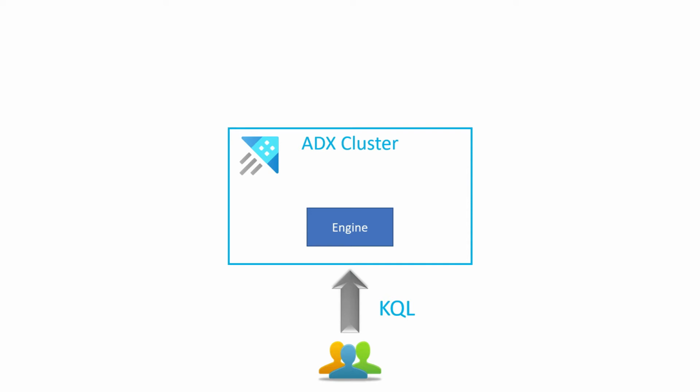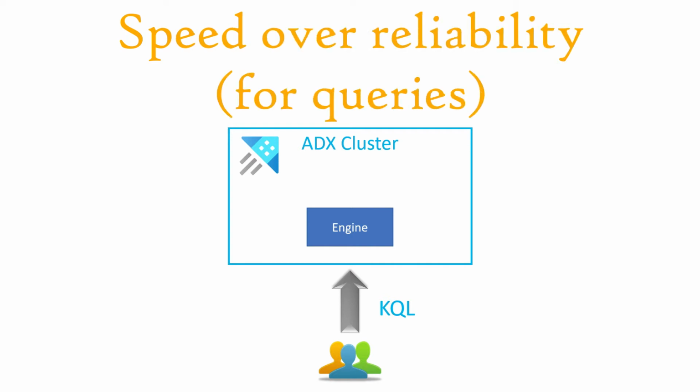And this is okay because in the design of Kusto, we privilege speed over reliability for queries. That's a normal thing because we want to have quick interaction with the engine. So when we do a query, we don't push that to a persistent queue and schedule it for execution. We just query the data. This is one of the reasons why Kusto is very, very fast.